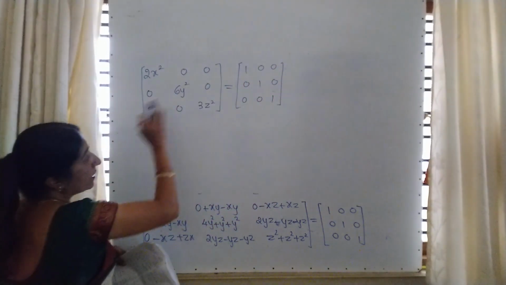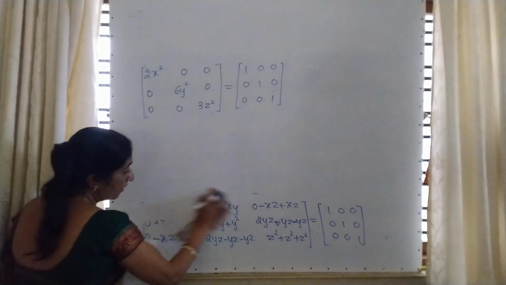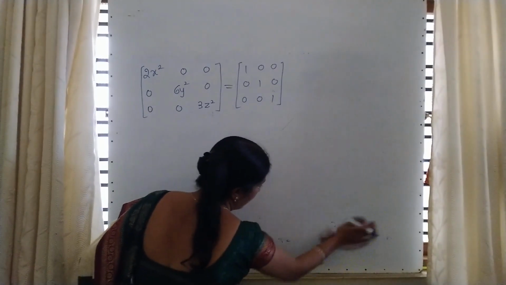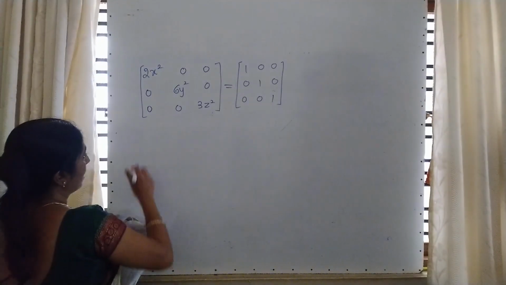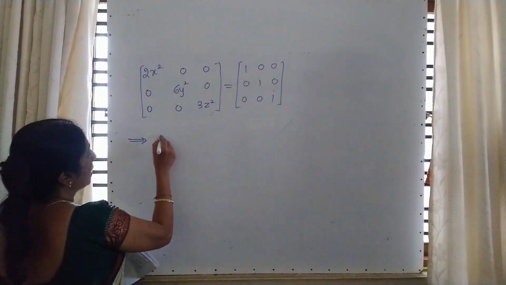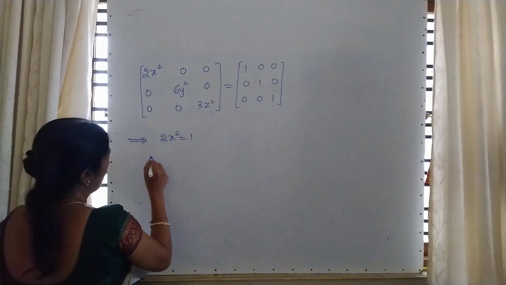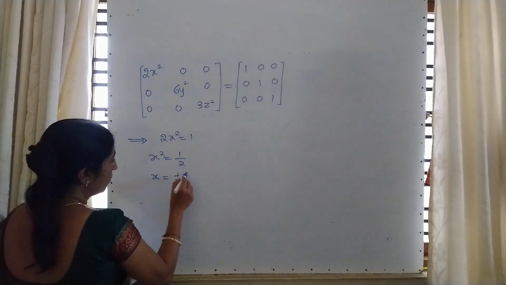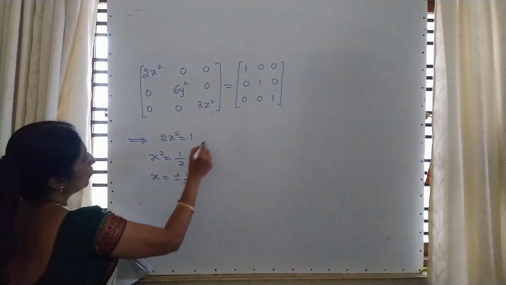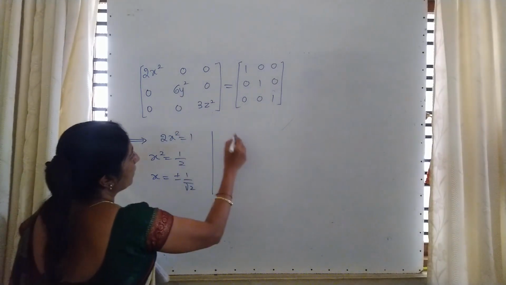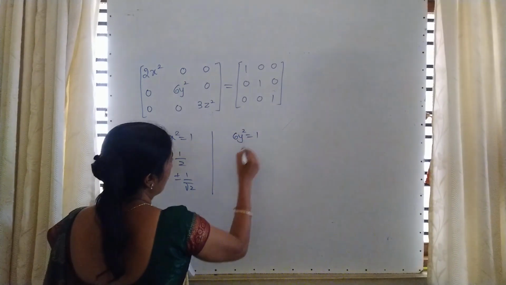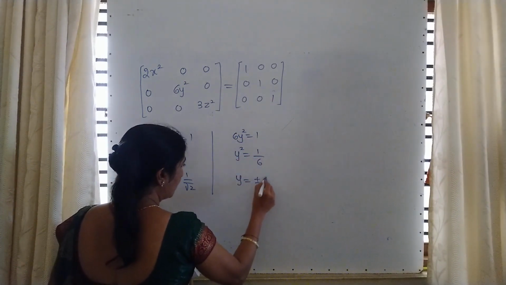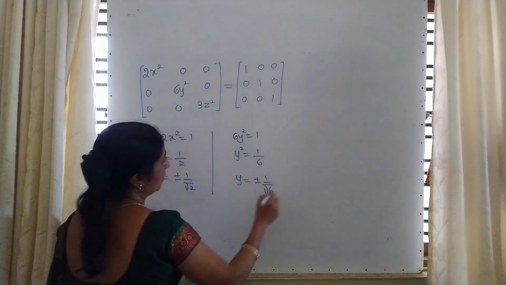Now equate the corresponding elements, because in between the two matrices we have an equal sign. Equate the corresponding elements on both the sides. This implies 2x square is 1. What is x square? 1 by 2. x is plus or minus 1 by root 2. Moving to the next, 6y square is also 1. y square is 1 by 6. y is plus or minus 1 by root 6.